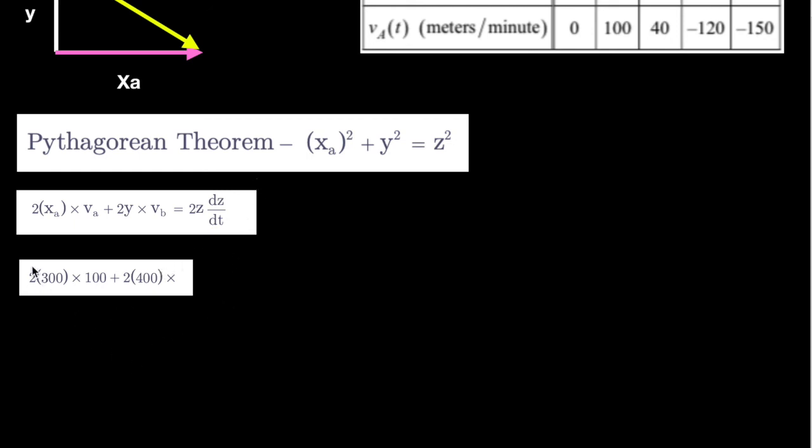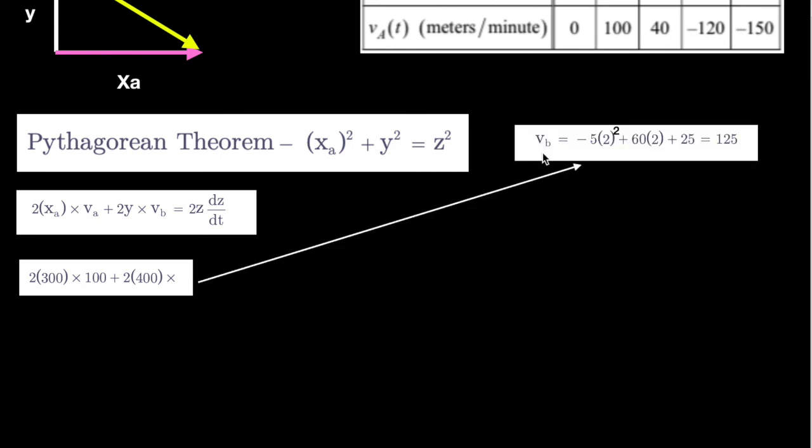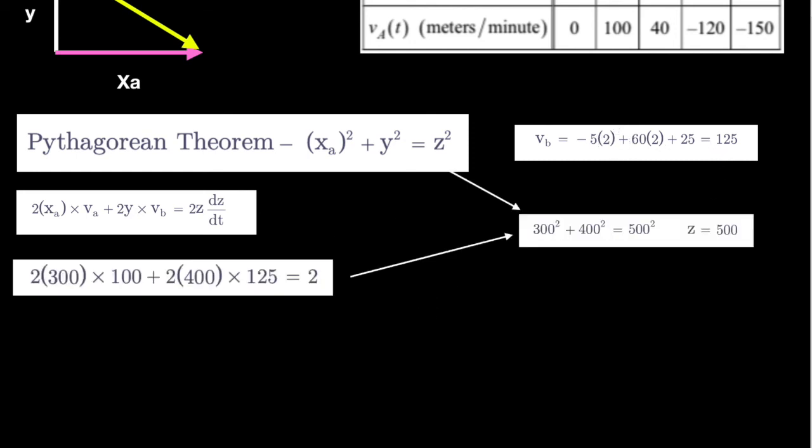They didn't give us a value for v sub b, but they did give us an equation. So we're going to substitute 2 for t in the original equation, negative 5t squared plus 60t plus 25. We substitute 2 in for t because that is the minutes they want us to find. And once we substitute, we'll find that v sub b is 125.